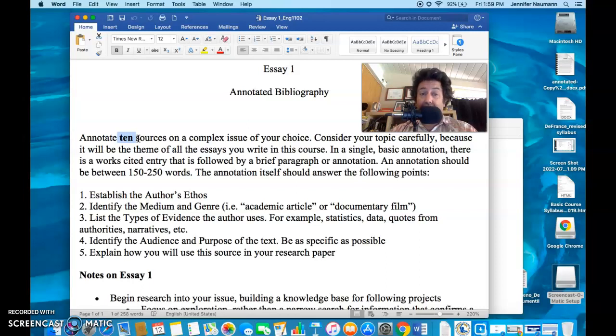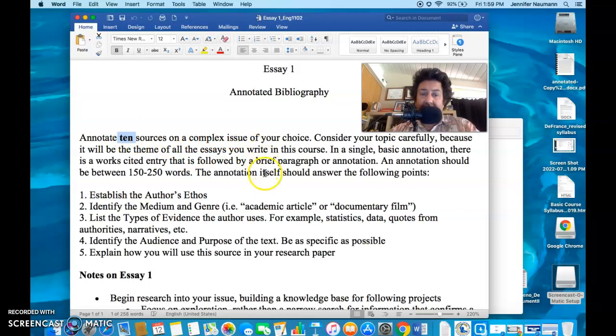You're prepping research for the whole course. That's what this is. The topic that you're going to choose is the one you're going to write about for the entire course. And at this stage in the game, you want to gather reliable and very good information. And that's what you're doing here. So you're going to gather 10 sources on a complex issue.